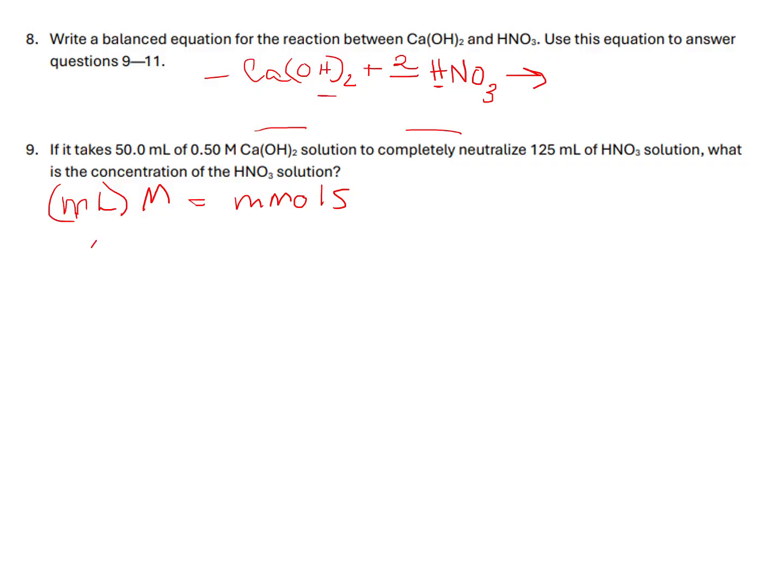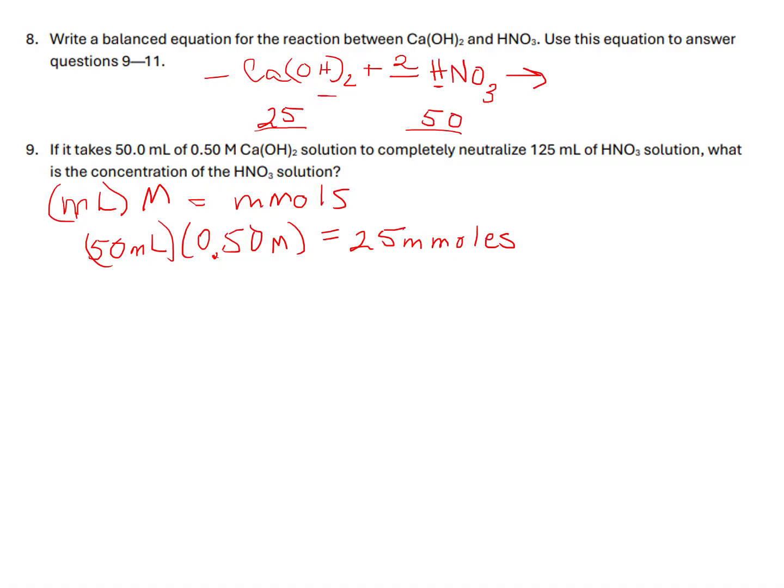All right, so we have 50 milliliters of 0.5 molar calcium hydroxide. We do the math. Got my answers off to the side here. And we end up with 25 millimoles of calcium hydroxide. So this is going to be 25 millimoles, which means we need 50 millimoles of nitric acid.